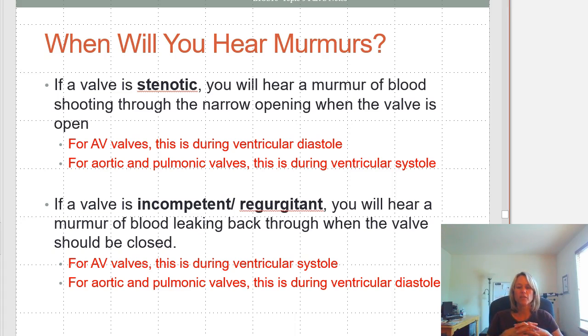On the other hand, if the valve is incompetent, you'll hear a murmur of blood leaking back through when the valve should be closed. For the AV valves, those valves should be closed during ventricular systole. And for the aortic and pulmonic valves, those valves should be closed during ventricular diastole.